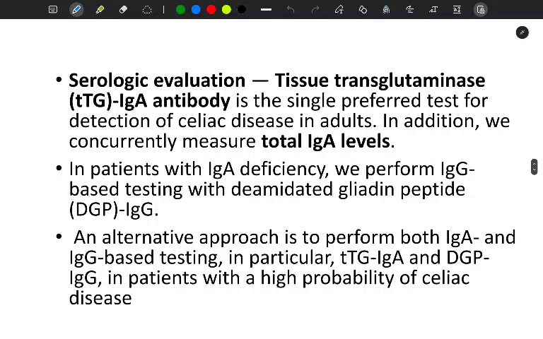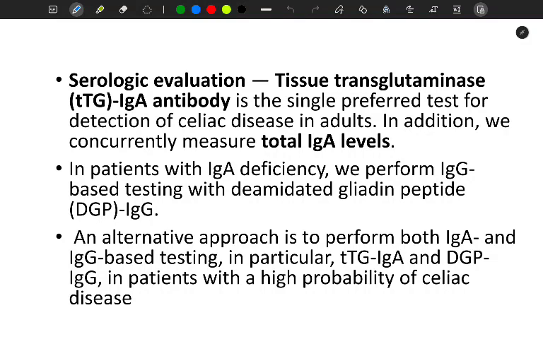Serological evaluation: IgA anti-TTG is the single preferred test, in addition to total IgA, in this condition to know whether he is deficient or not. If he is deficient, we switch to IgG. You know, the deamidated gliadin peptide, we test for the gliadin now. We send the IgG, alternatively, or we can send the IgG for anti-TTG IgG and the DGP in patients with high probability. So we can rely on the IgG given that the total IgA is low.